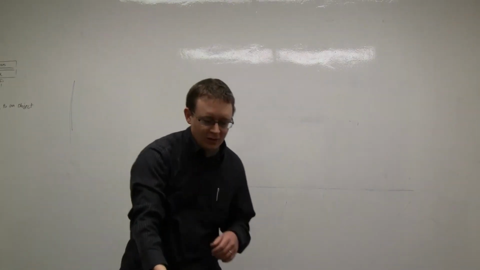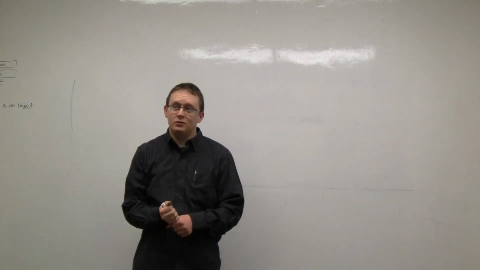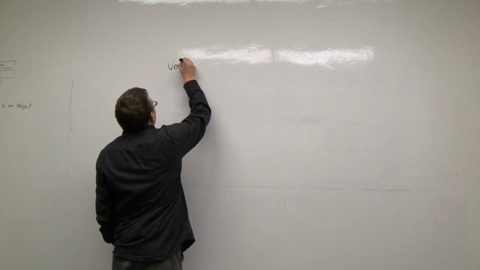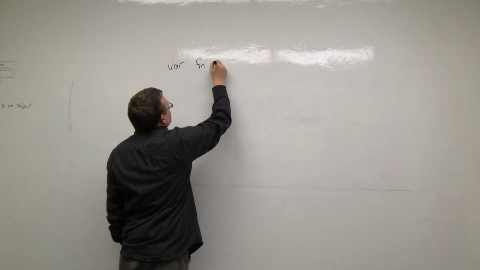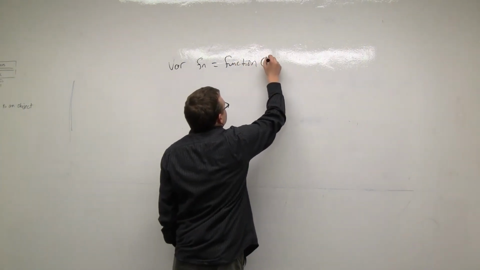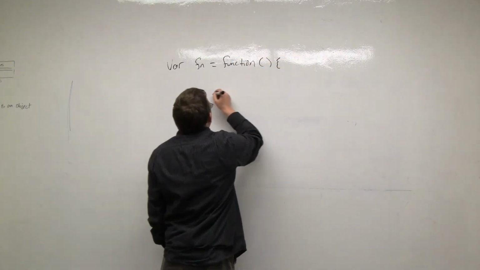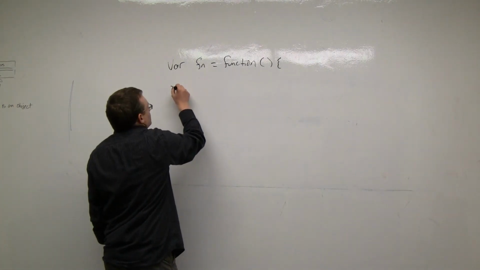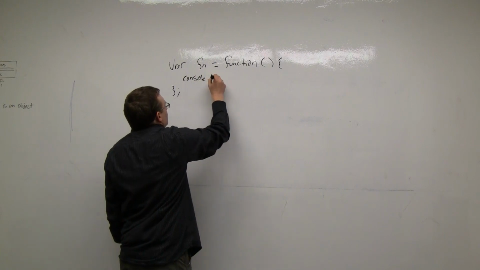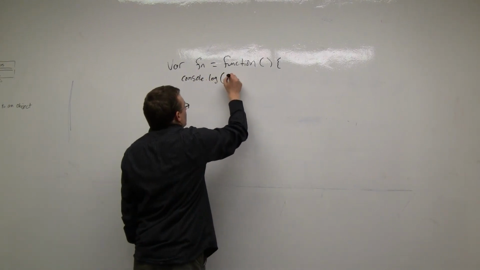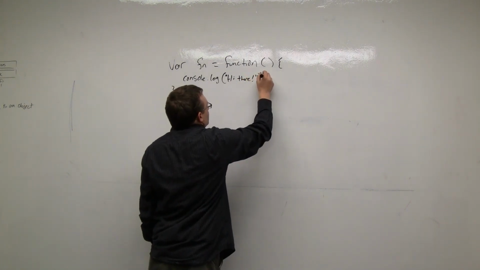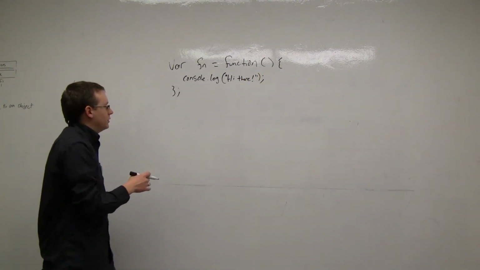Okay, remember that functions are objects too. So are you going to wow us? I can say var fn equals function, console log, hi there. Okay, we're pretty comfortable with that, right?